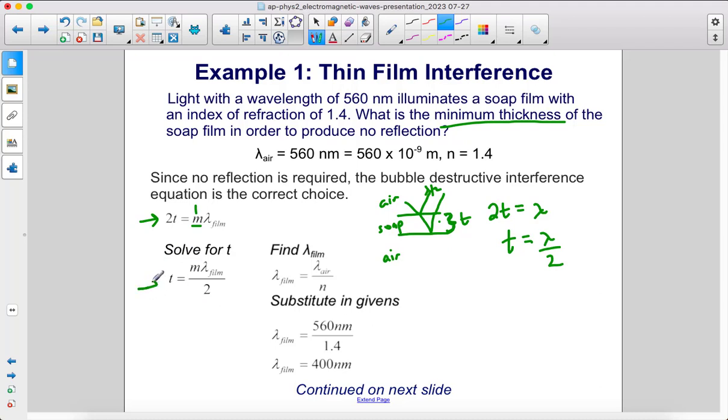Now we did that here. We want to find the wavelength in the film. So remember, they gave us the wavelength of the light in air, but that does not matter. What really matters is what's happening inside this film. We need to make sure there's 1 full wavelength in the film. So what we care about is the wavelength of the light in the film. So we have the index of refraction of the material, so we can then calculate the wavelength of the light in the film, which is 400 nanometers. This is now continued on the next slide.